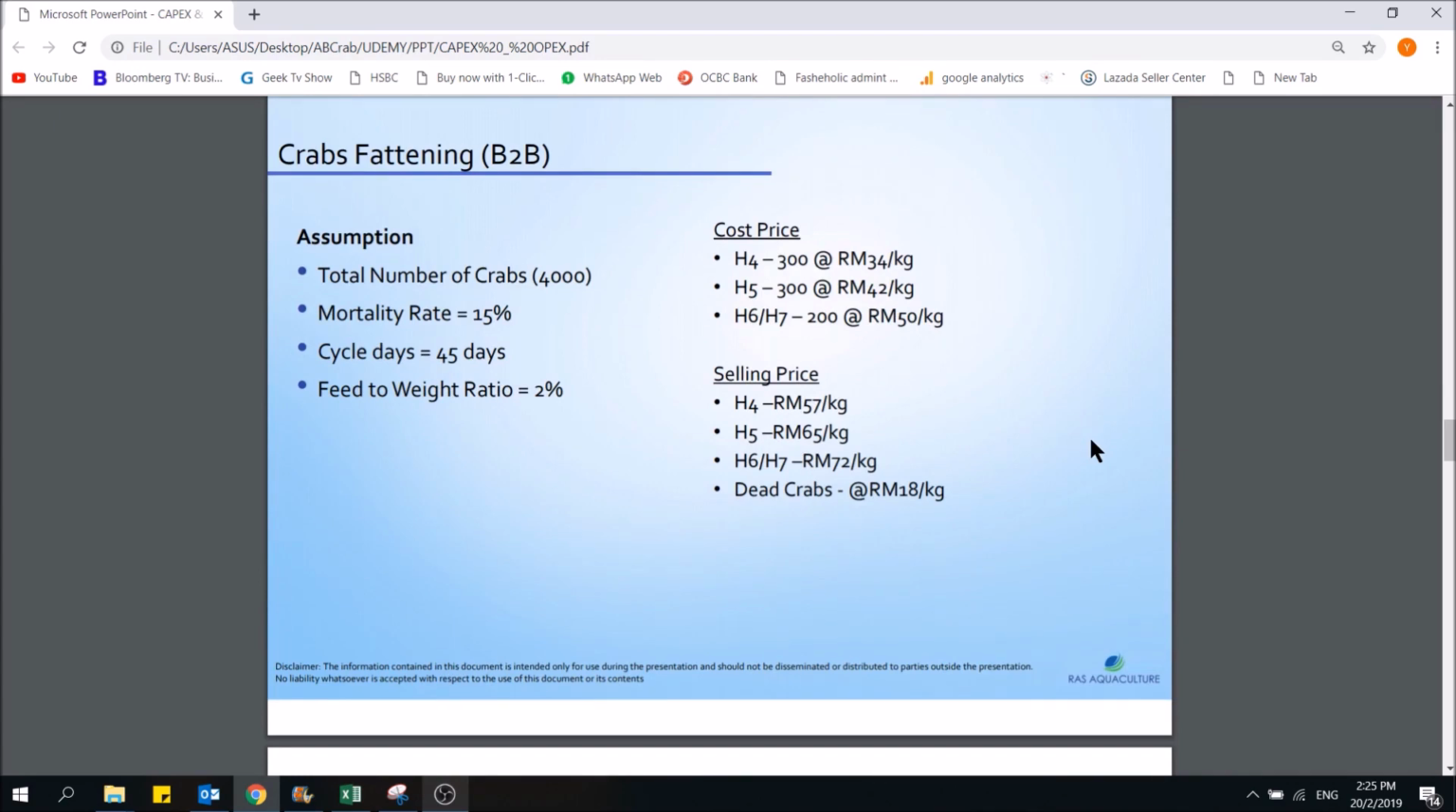In the previous lectures, we've also talked about economy of scale. We've talked about how 1,000 boxes might not be the most economical, as you do not really have scale. So what happens if you scale up to 5,000 boxes? Assuming everything else is the same, I only effectively utilize 80% of my boxes. I have a mortality of 15%, a cycle of 45 days, and a feed to weight ratio of 2%. Similarly, my cost price is 42 ringgit per kilo, and I sell them at 65 ringgit per kilo. Usually we do not farm only one sort of crab; we split them out into different ranges.